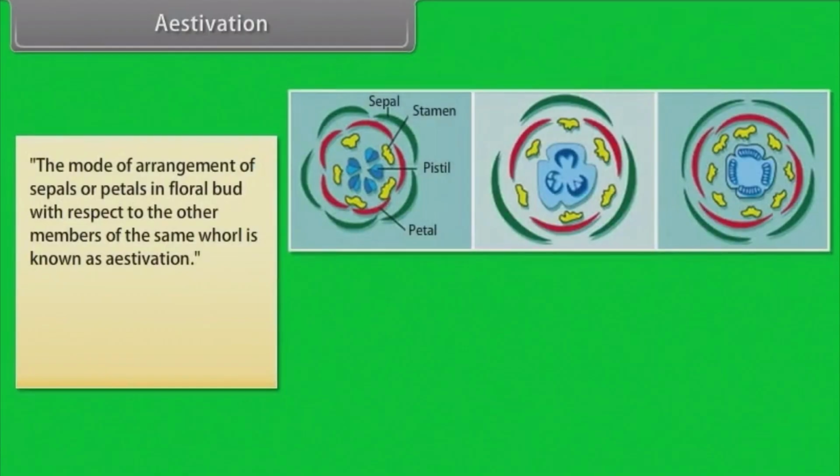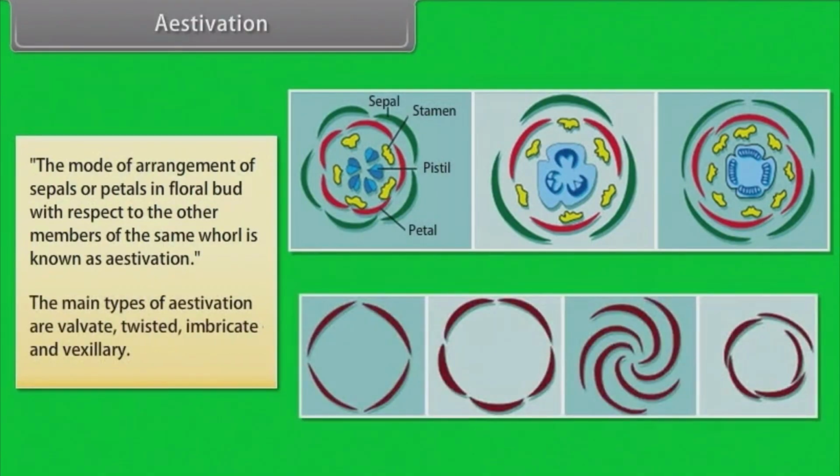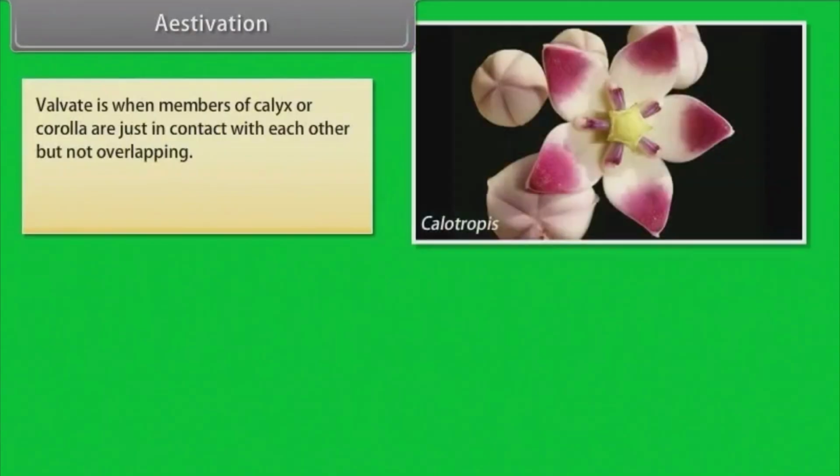Estivation. The mode of arrangement of sepals or petals in floral bud with respect to the other members of the same whorl is known as estivation. The main types of estivation are valvate, twisted, imbricate, and vexillary. Valvate is when members of calyx or corolla are just in contact with each other but not overlapping. Example, calotropis.